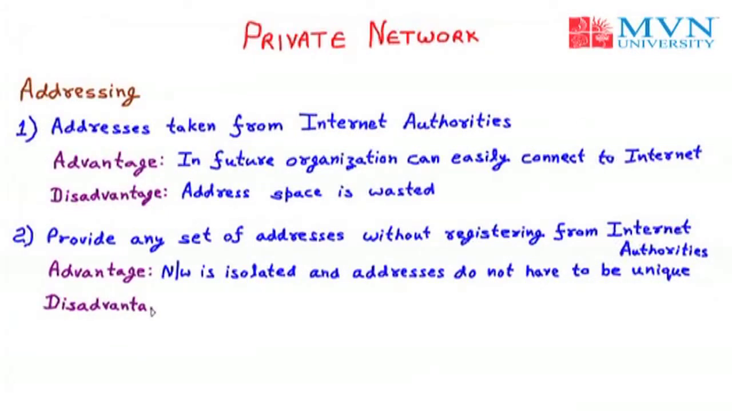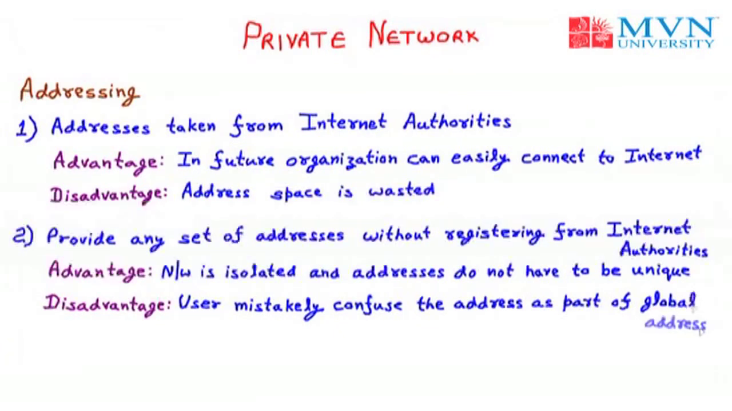So come to the disadvantage. The inside user might mistakenly confuse the inside IP address as part of the global internet. Now you can see both the features. The first one, the internet authorities' IP addressing, has the disadvantage that the address space is wasted. That's why we are not going to use the first one.